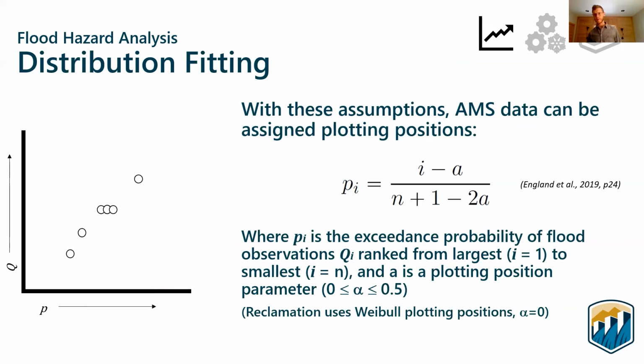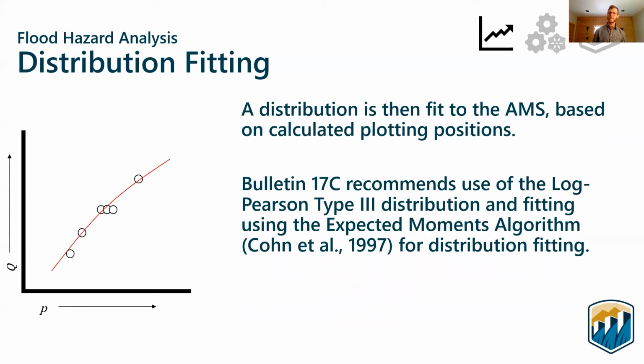And so here's the equation from Bulletin 17C. Essentially, you take each of the floods, you sort them, you rank them, and then based on their rank, divided by the total number of floods plus 1, you assign an annual exceedance probability to that flood. And so, for instance, if you had 100 years of floods, your largest flood would have a recurrence interval, an annual exceedance probability of about 1%. And so once you've done that, you then fit a distribution to the plotted data.